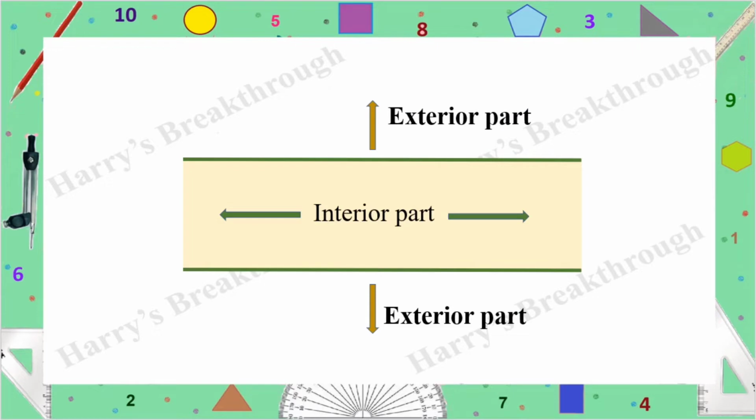So now look at this figure. Here you can see two parallel lines, and some part is shaded. And this shaded part is inside, or it is between these two parallel lines. So this portion is called interior part of parallel lines. And this unshaded portion is called exterior part of parallel lines.